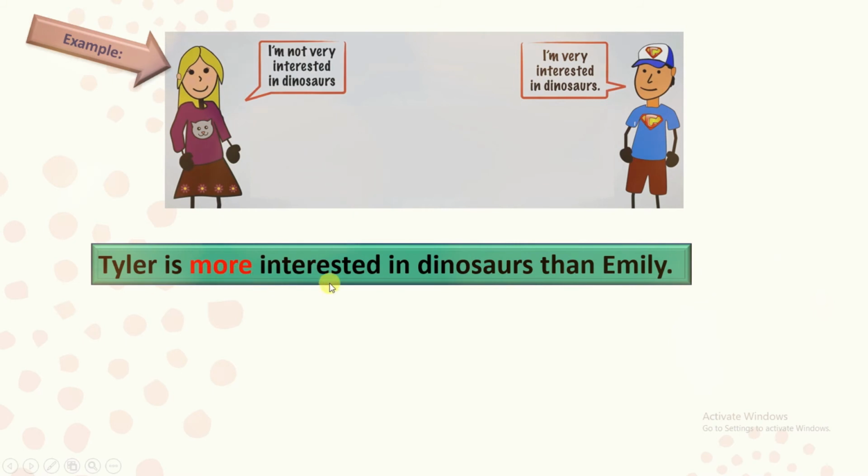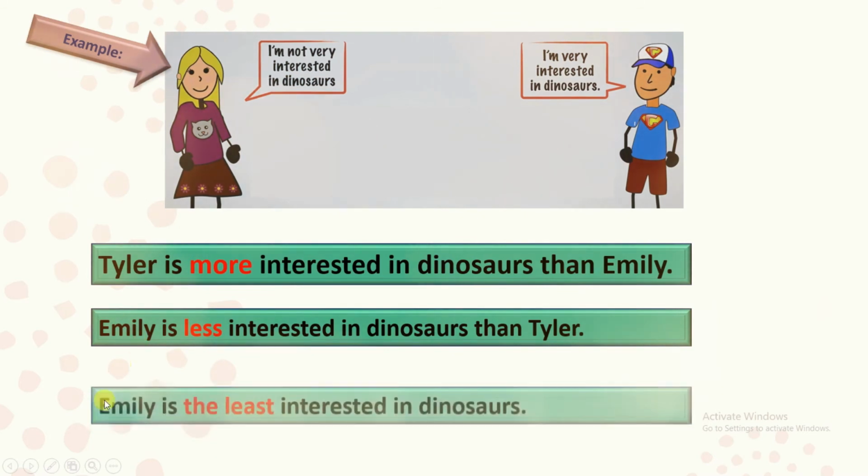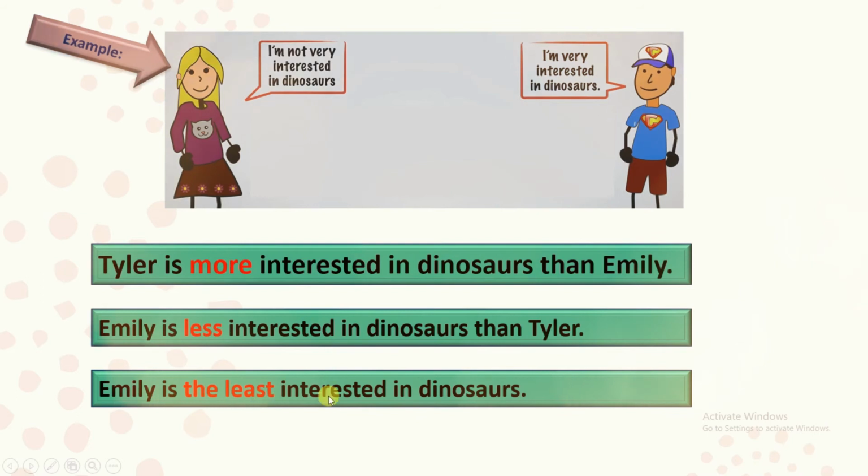Let's make a comparative and superlative form from these two sentences. Tyler is more interested in dinosaurs than Emily. What if I want to use Emily first? I want to start the sentence with Emily. Emily is less interested in dinosaurs than Tyler. So less is the opposite of more. What if I want to start with Emily, but in the superlative form? Emily is the least interested in dinosaurs. Here, I'm comparing Emily to the rest of the classroom.